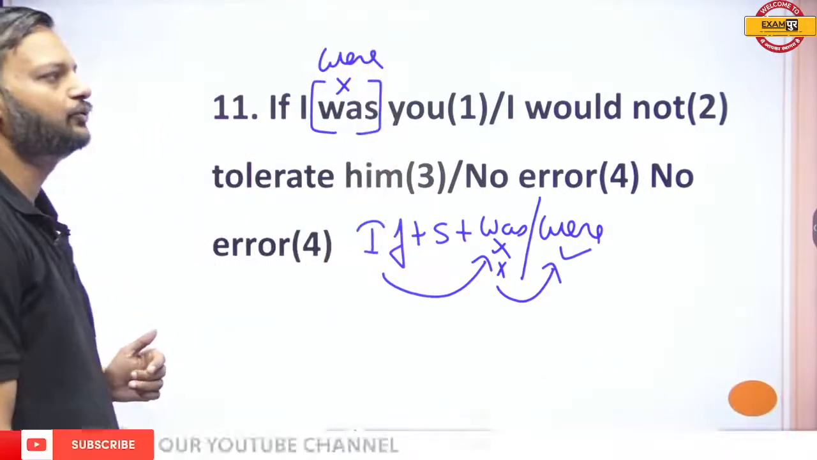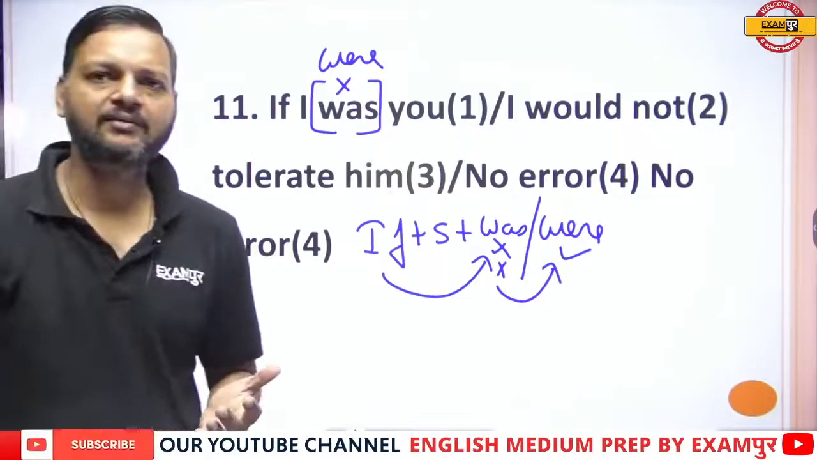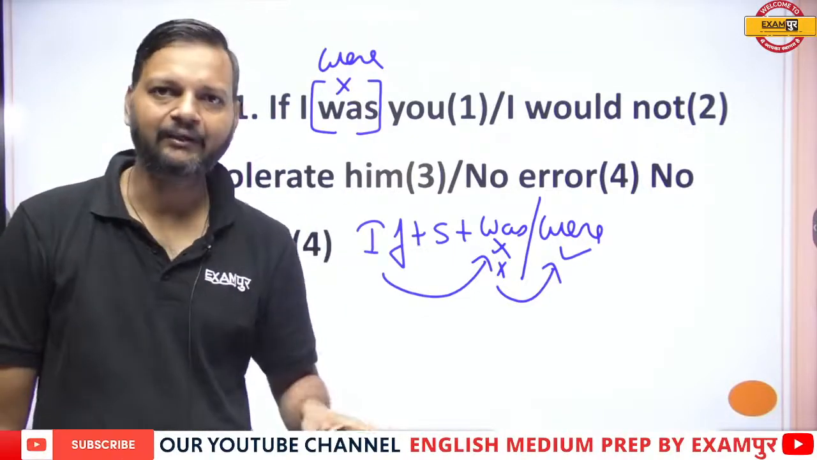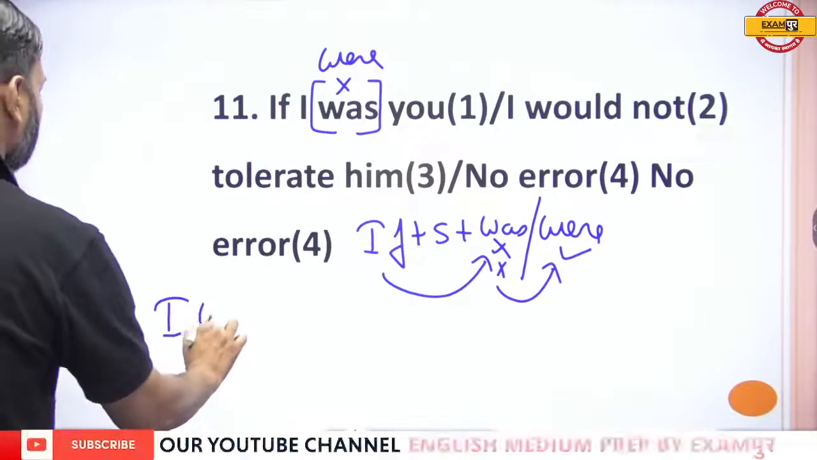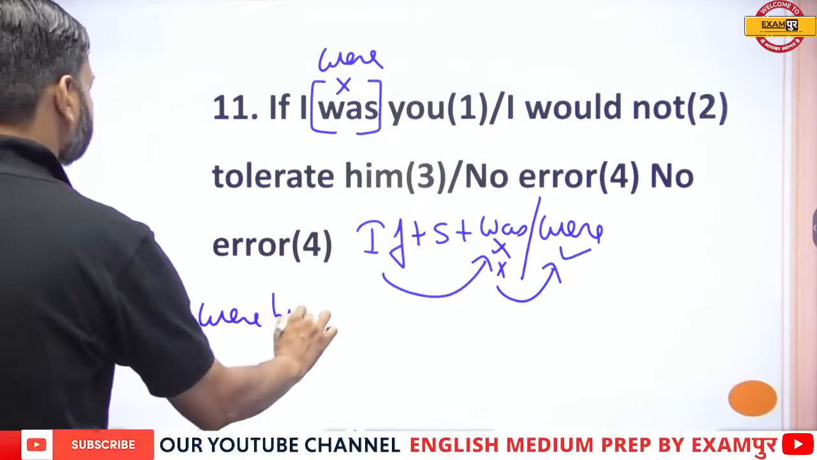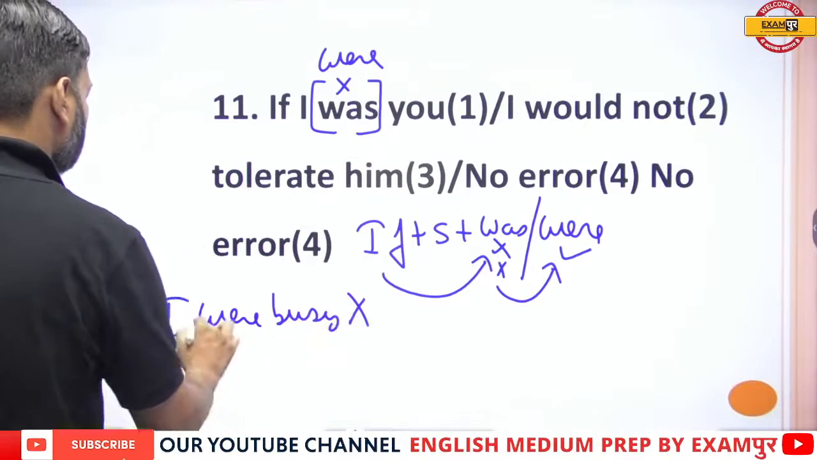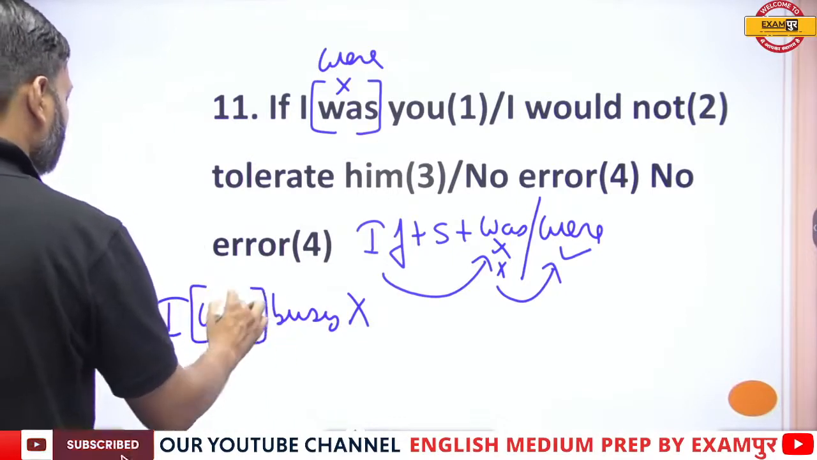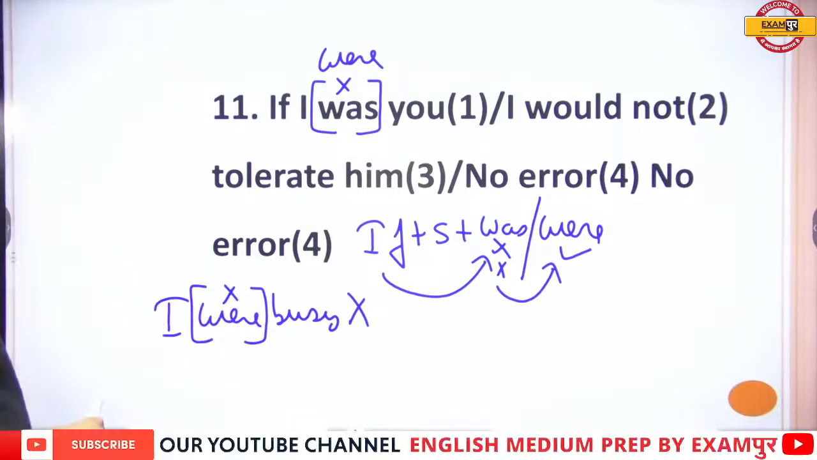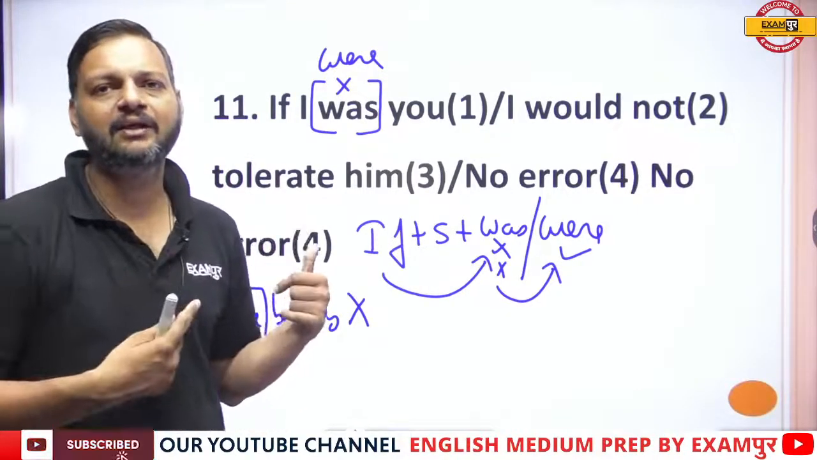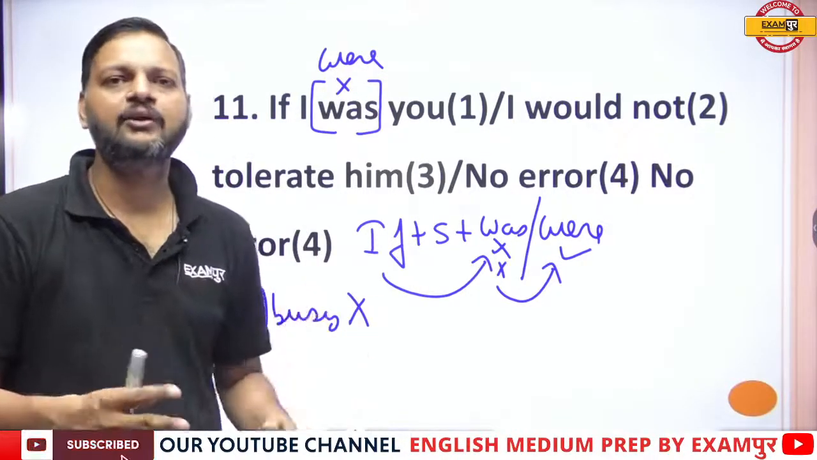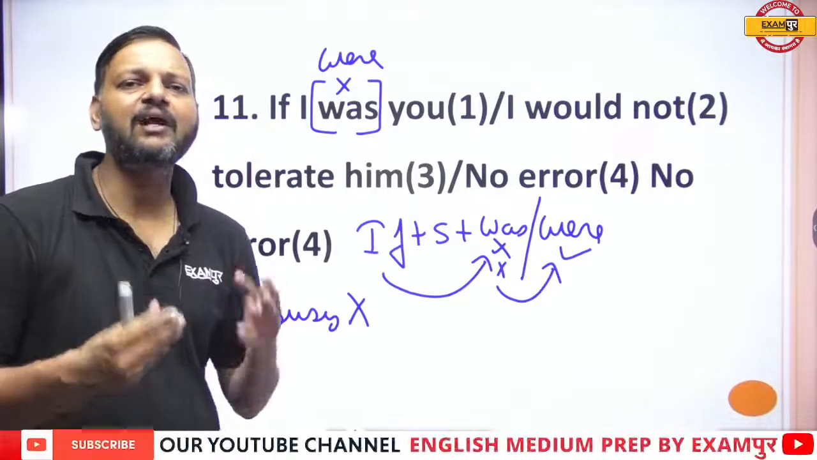If I were you. In normal sentences we use was with I. If somewhere it is written I were busy, this is wrong, because in normal sentences with I we use was, but in conditional sentences was is never used. With every subject we have to use were.